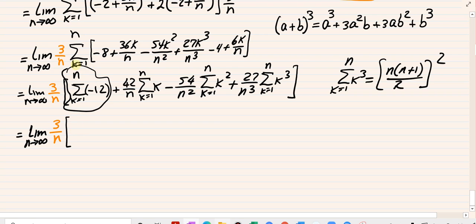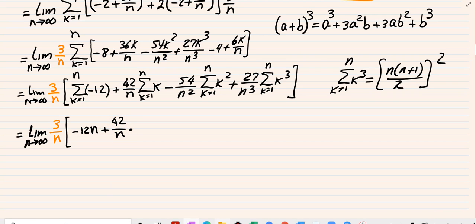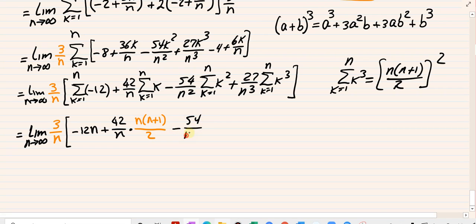I'm working on this one. It's going to be a constant multiple of n, so that's going to be negative 12n, right? There you go. The next one is plus 42 over n times sigma of k, that's going to be n plus 1 over 2, minus 54 over n squared, sigma k squared, that was n plus 1, 2n plus 1 divided by 6. And the next one is for k cubed, 27 over n cubed times sigma k cubed is n.